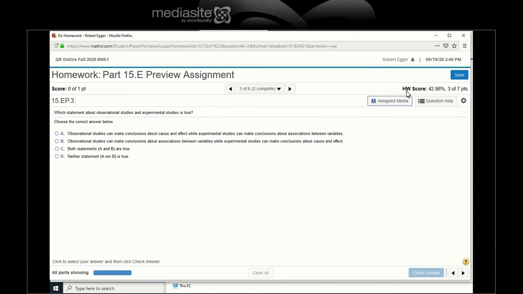Match the characteristics. Which statement about observational studies and experimental studies is true? Observational studies can make conclusions about cause and effect, while experimental studies make conclusions about association between variables. Observational studies can make conclusions about association between variables, while experimental studies make conclusions about cause and effect. B.